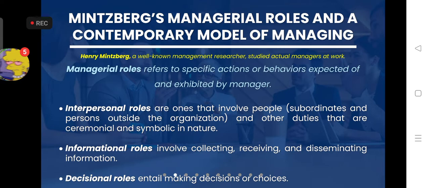So next we have informational roles. It involves collecting, receiving, and disseminating information. It includes a role as a monitor, disseminator, and a spokesperson. So we have decisional roles. It entails making decisions or choices. The role includes being an entrepreneur, disturbance handler, resource allocator, and a negotiator. So next slide.